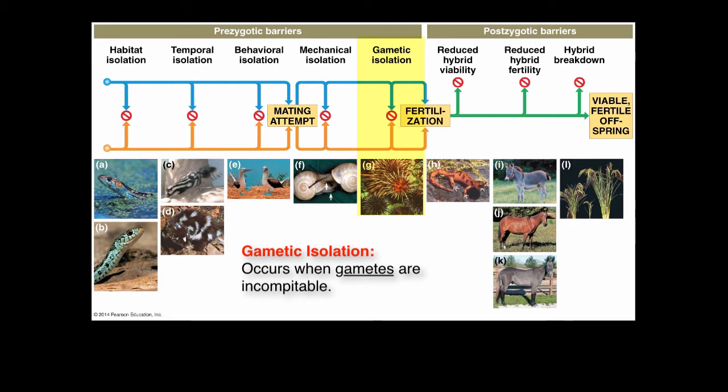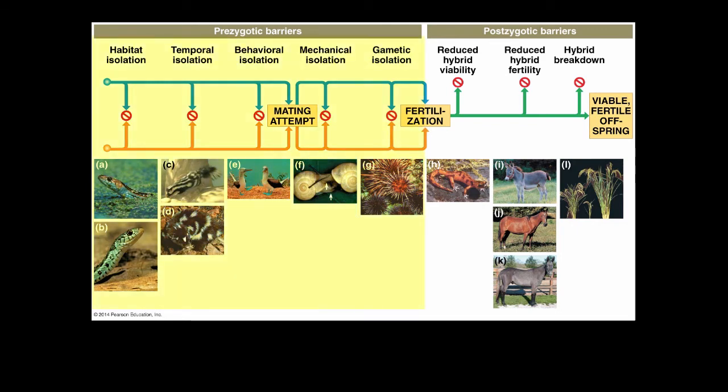So here you have these sea urchins. The sea urchins release their sperm and eggs into the water, but it's difficult for gametes of different species, such as the red and the purple urchins shown here, to fuse because proteins on the surfaces of the eggs and sperm bind very poorly to each other. Okay, so these five, habitat, temporal, behavioral, mechanical, and gametic isolation, prevent fertilization.